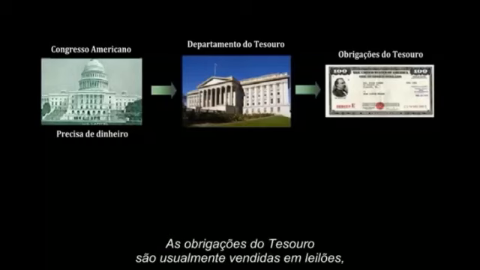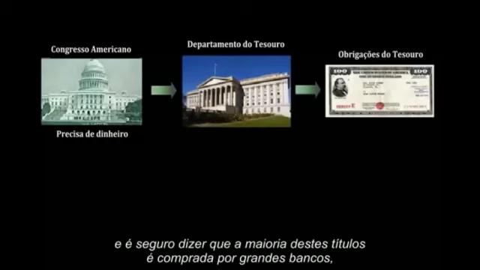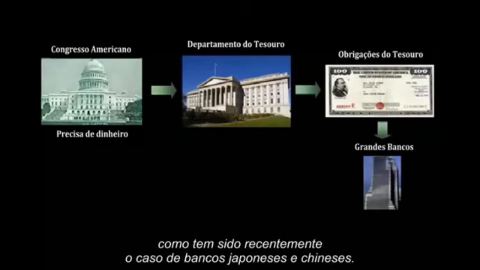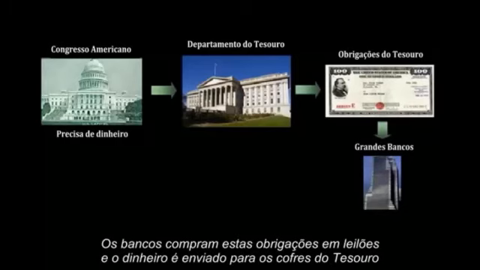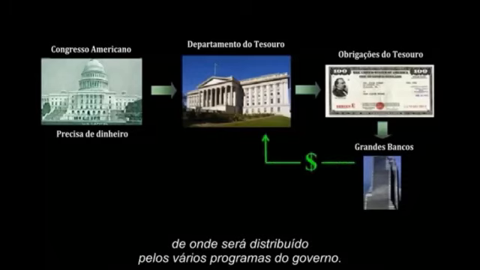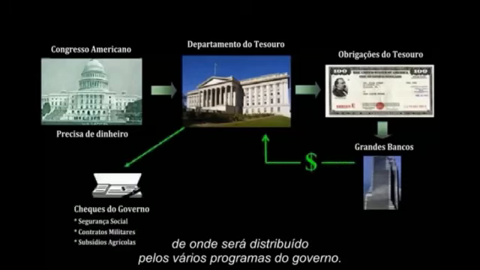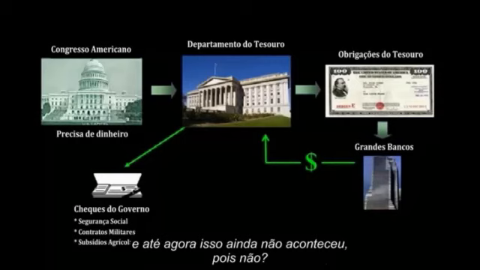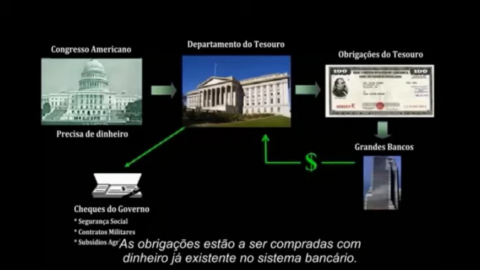Treasury bonds are sold regularly in auctions, and it's safe to say that the majority of these bonds are bought by big banks, such as those of China and Japan recently. At auction, the banks purchase these bonds and then money gets sent into the Treasury coffers, where it can be dispersed for the usual array of government programs. Now, I promised you that I'd show you how money first comes into being, and so far that hasn't happened, has it? The bonds are being bought with money that already exists in the banking system.